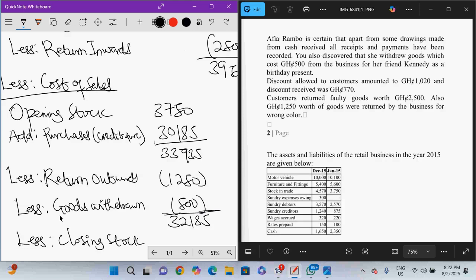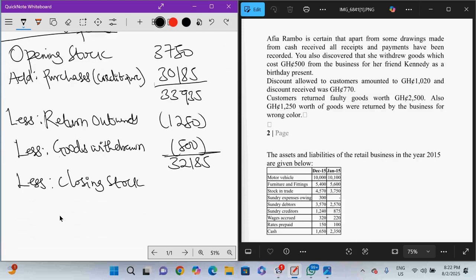So any closing stock. Stock in trade at the beginning, the closing is 4570. If you less closing stock, whatever you get is the cost of goods sold. Then if there is any wages, you add the wages to the cost of goods sold to get the cost of sales. Do you have any wages like that? Not wages and salaries, but just wages. I don't think we have wages.